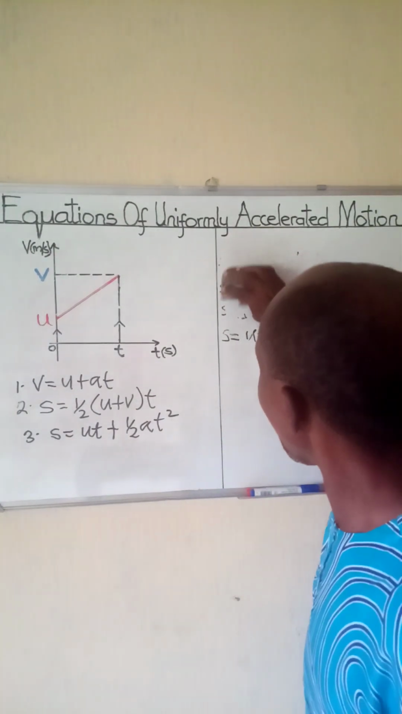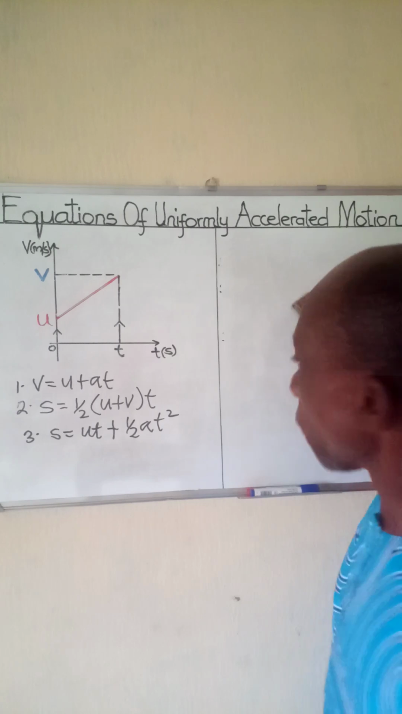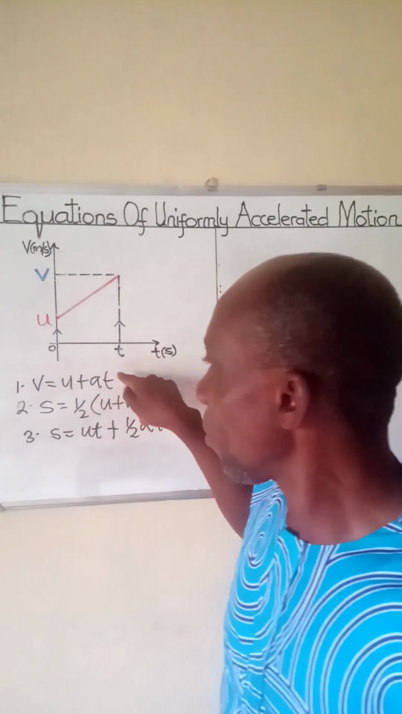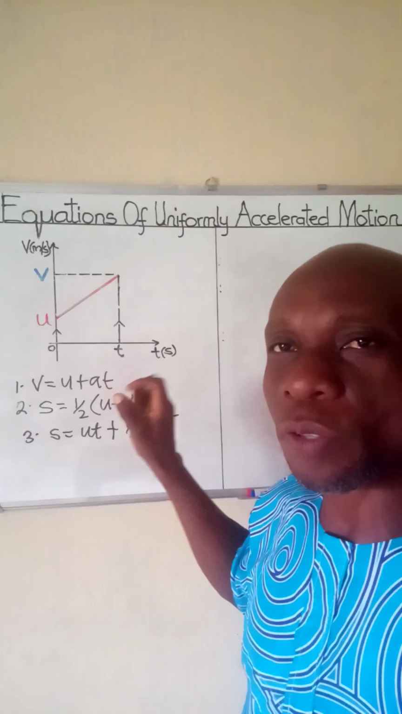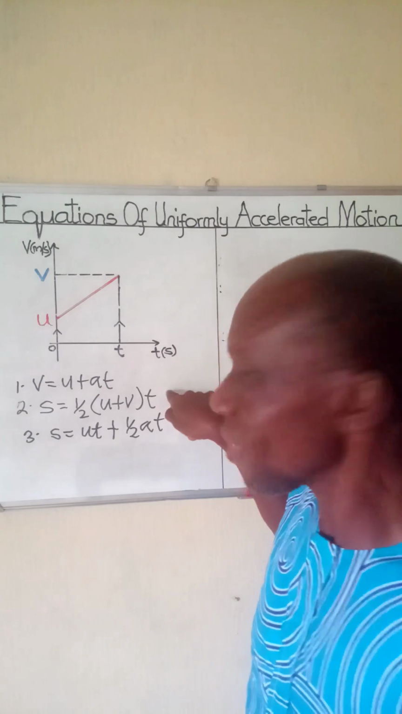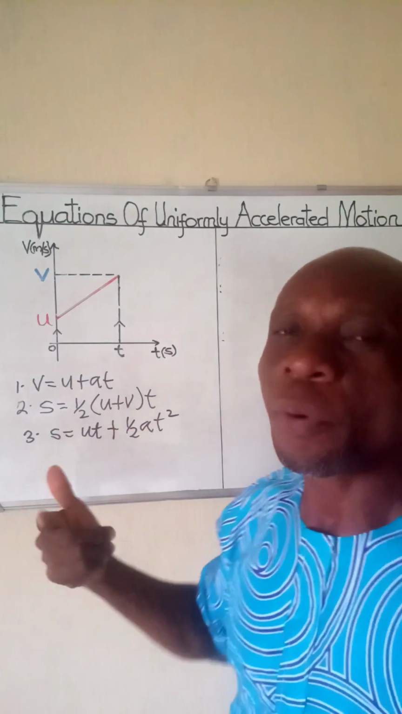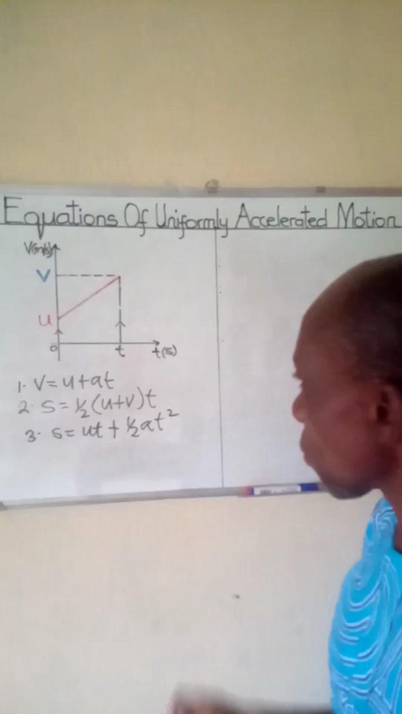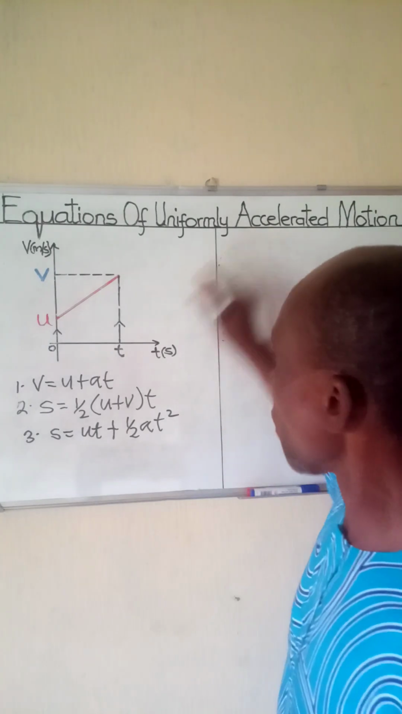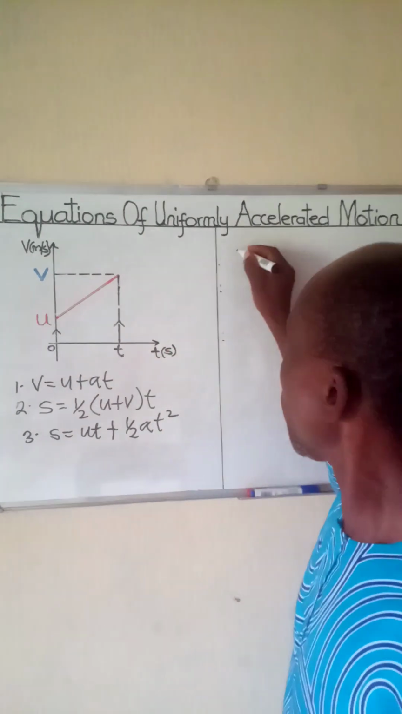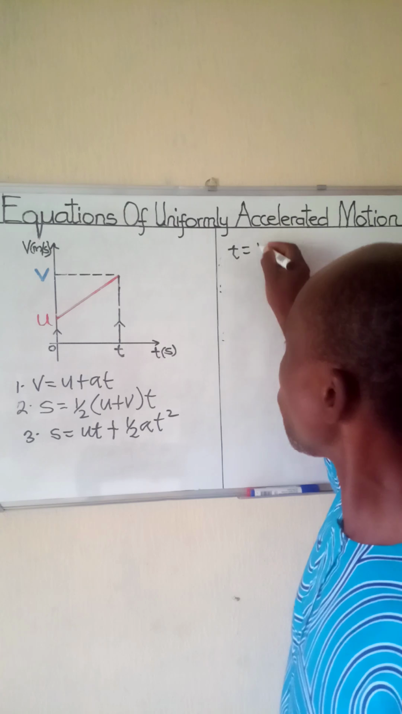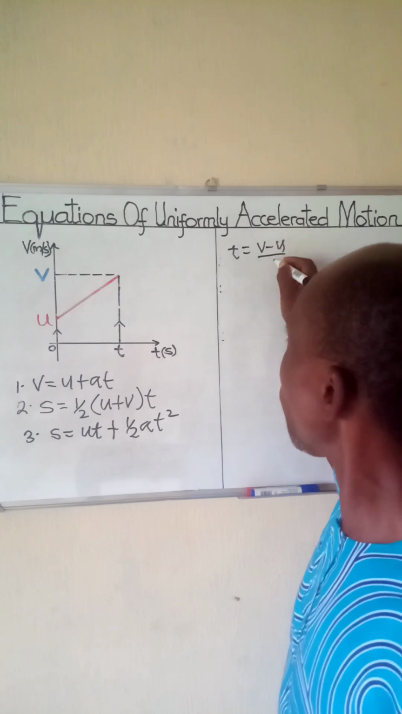So how do we get a fourth one? For the fourth and the next equation, we will still come to equation 1. Make T, time, the subject of the formula. Substitute it still in equation 2. That way we'll be able to generate the fourth equation. So let's see here. From equation 1, if I make T the subject of formula, T will be equal to V minus U over A.